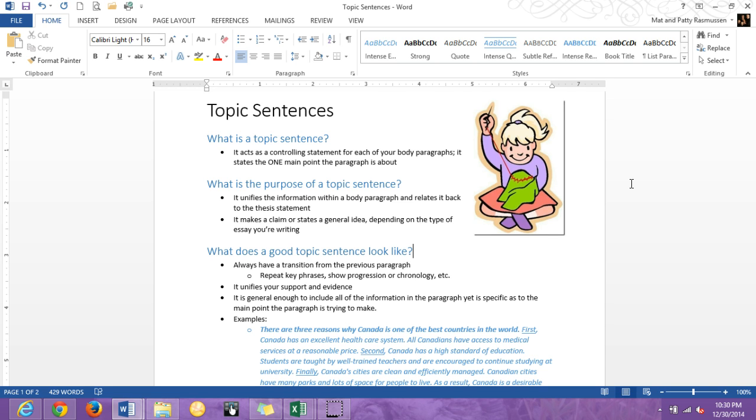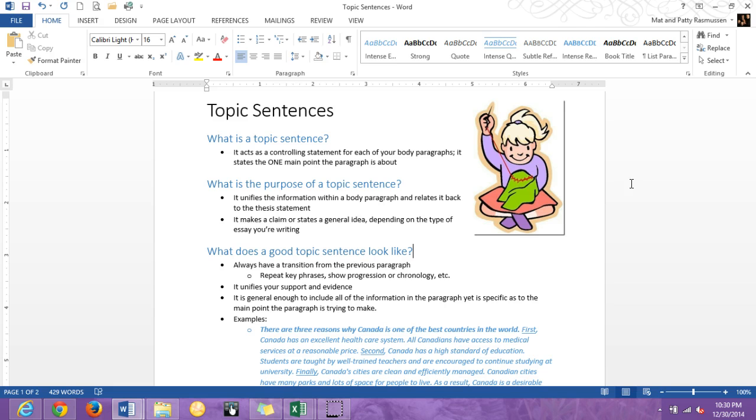So if you are writing an argumentative essay, your thesis statement, of course, is going to be an argument, but each topic sentence that comes after needs to be a specific point that proves that your thesis is correct. So that's if you're writing an argument. If you are writing more of an objective essay, such as an expository essay, or a summary, you're simply going to state what the main idea is in that paragraph. And of course, that needs to be related back to the thesis statement.